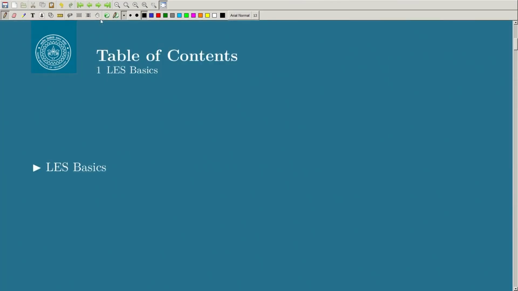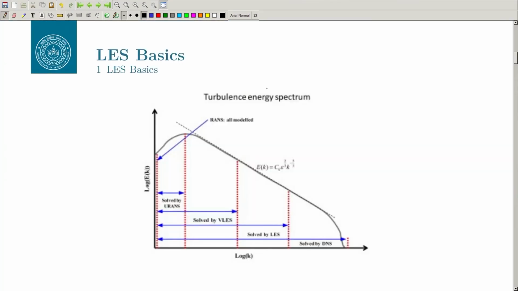Let us go to the basics first. The first thing that we have been talking about is the energy spectrum. Every solution model that you are going to use, whether it is RANS, LES or DNS, can be understood by using this energy spectrum.